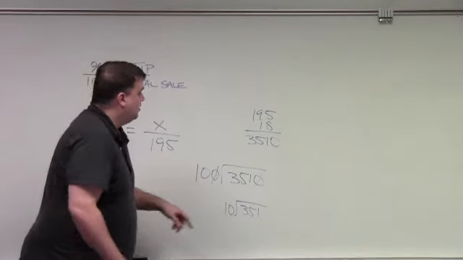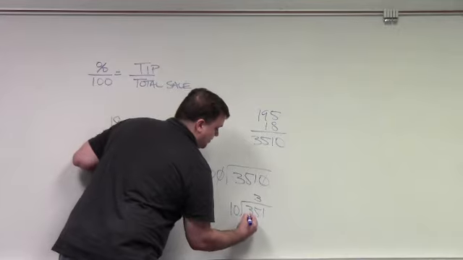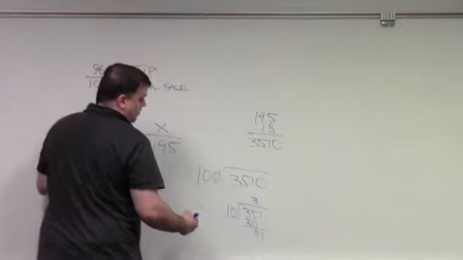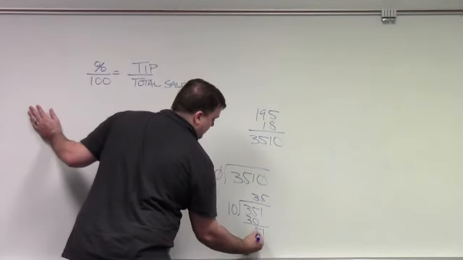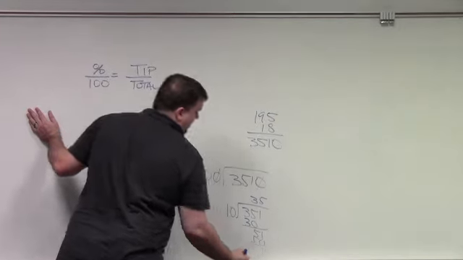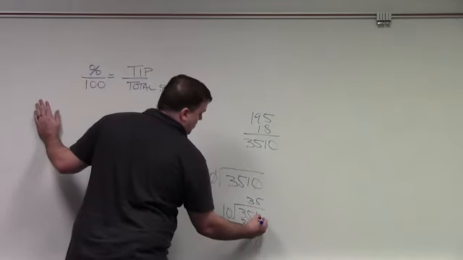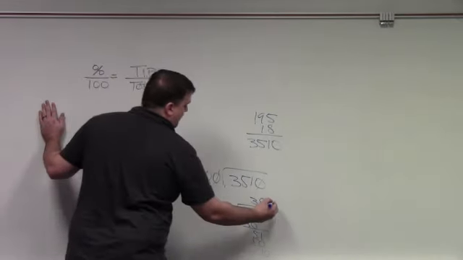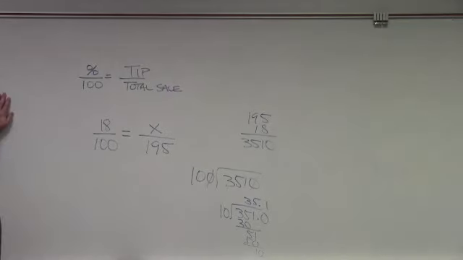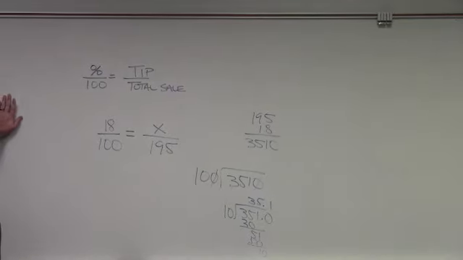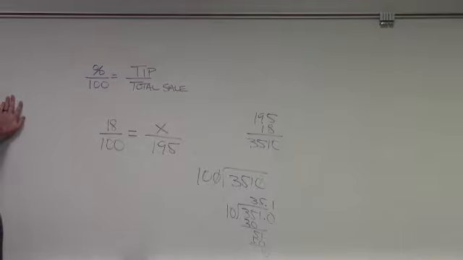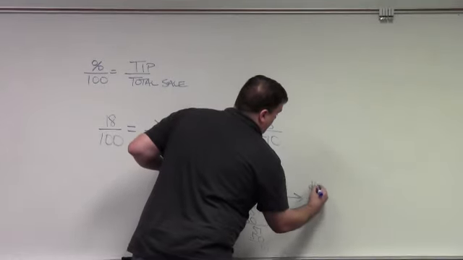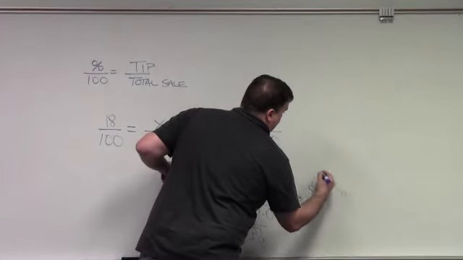How many times can 10 go into 35? 3. How many times can 10 go into 51? 5. And then how many times can 10 go into 10? 1. Now we did have to add a spot, so we have to put a decimal there. So 35.1, and we're talking about prices here, so how much is that as a dollar amount? 10 cents, so $35.10. That's the tip.